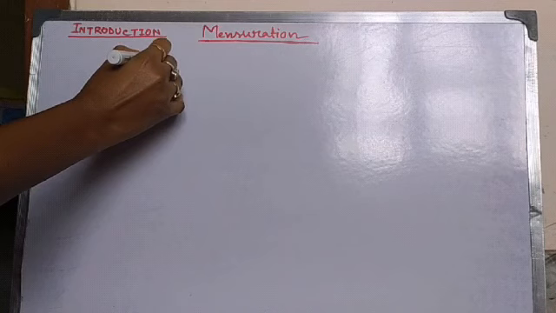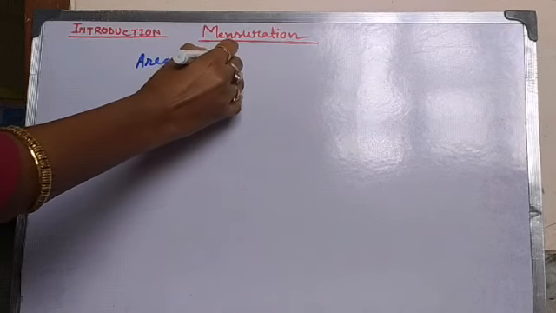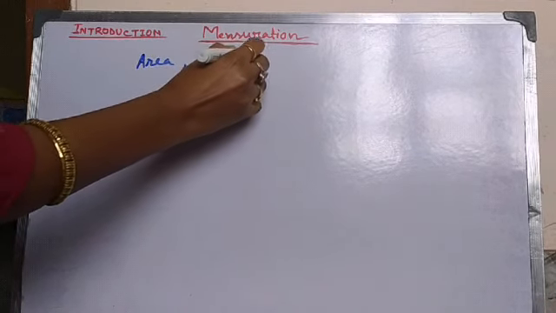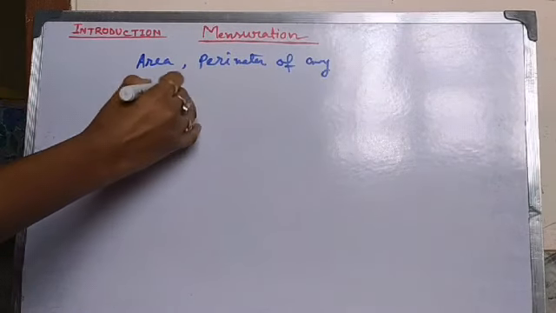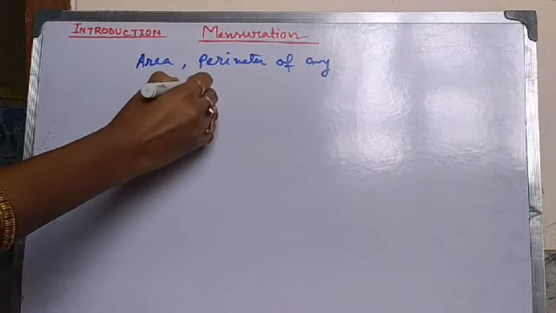Hello everybody. Today I am going to discuss mensuration. First of all, mensuration means here we will find out the measurement of area, perimeter of any rectilinear figure.